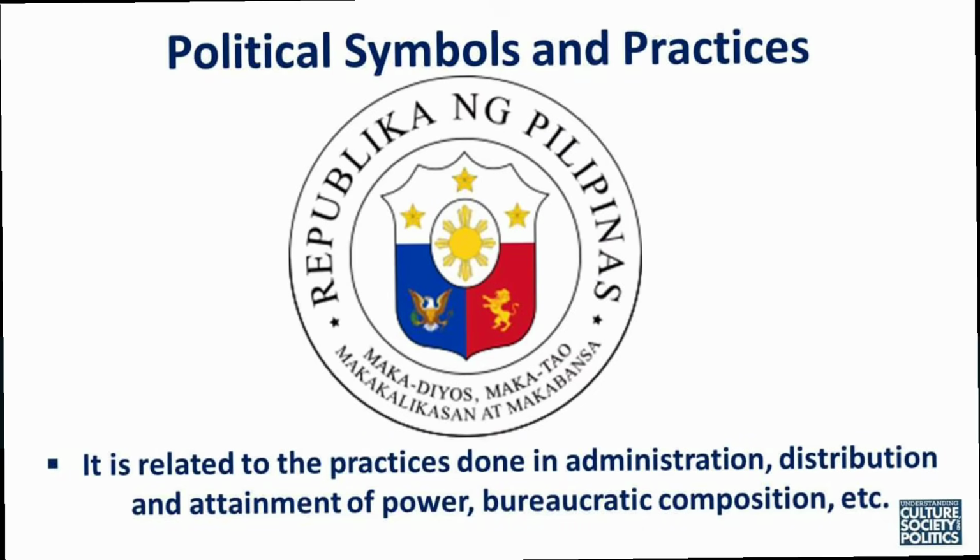For political symbols and practices, these are artifacts or objectifications of different political meanings, especially related to power. Now, political symbols and practices are also related to the practices done in administration, distribution, and attainment of power, bureaucratic composition, etc. So, political practices are common things that are done within a state or country.